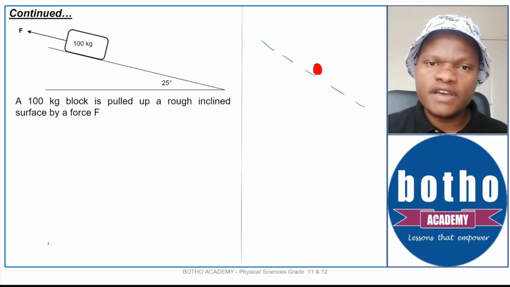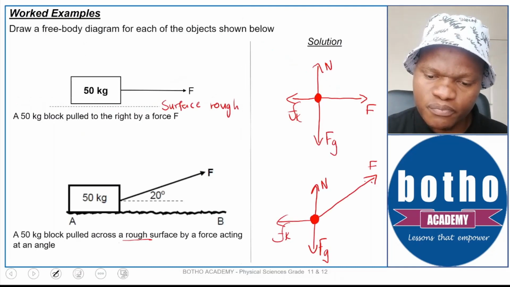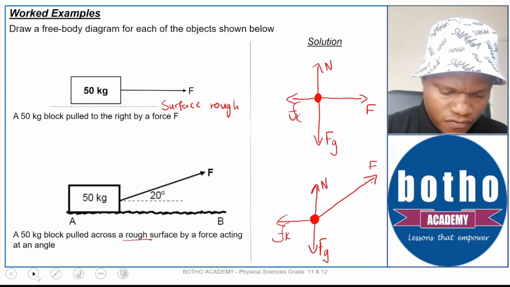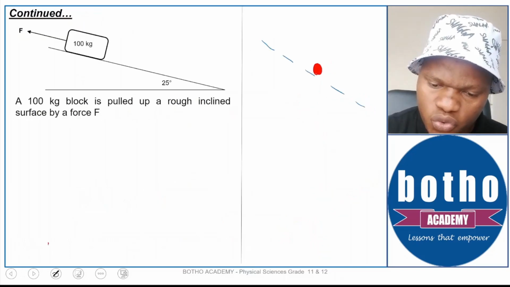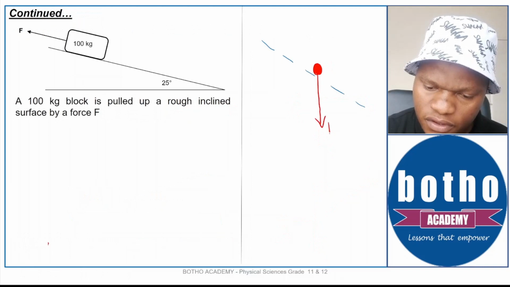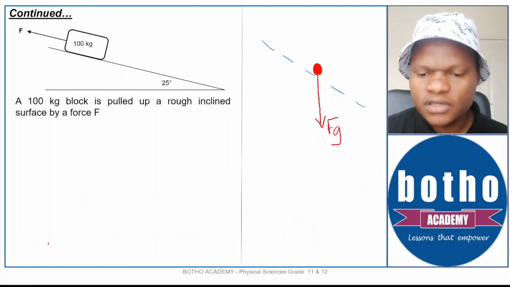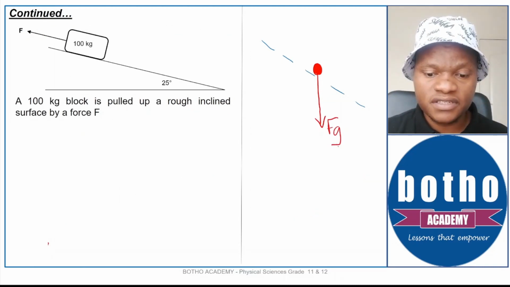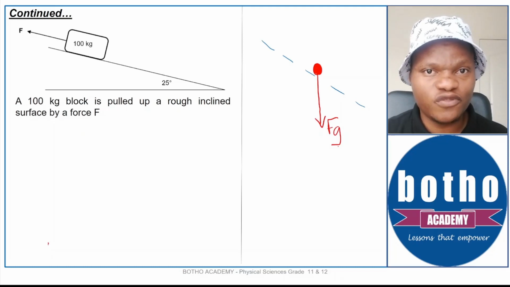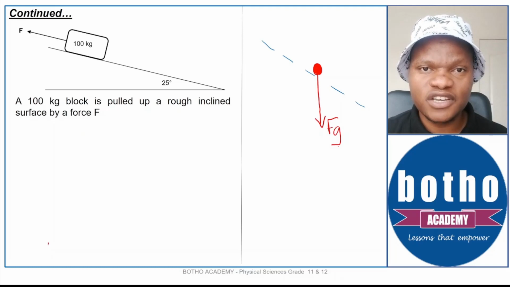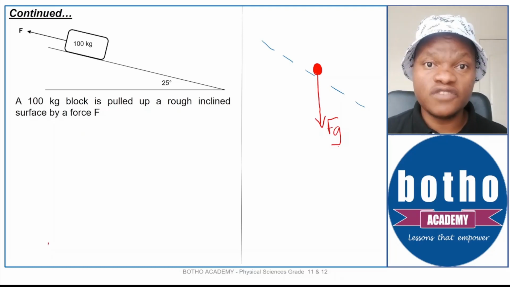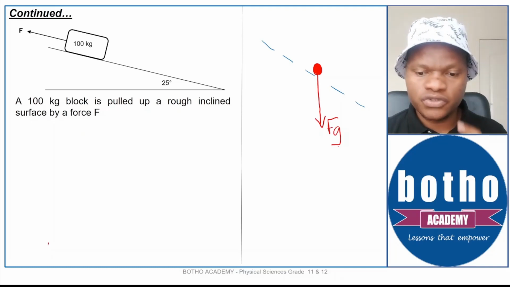What do we know? The force of gravity must always point towards the bottom of your book. Okay, there is your force of gravity. The blue line is just the surface. Please do not put arrows on the blue line. The blue line is not a force, because the moment you put arrows on the blue line, which is the surface, then it becomes as if you have drawn extra forces, then you start losing marks there.